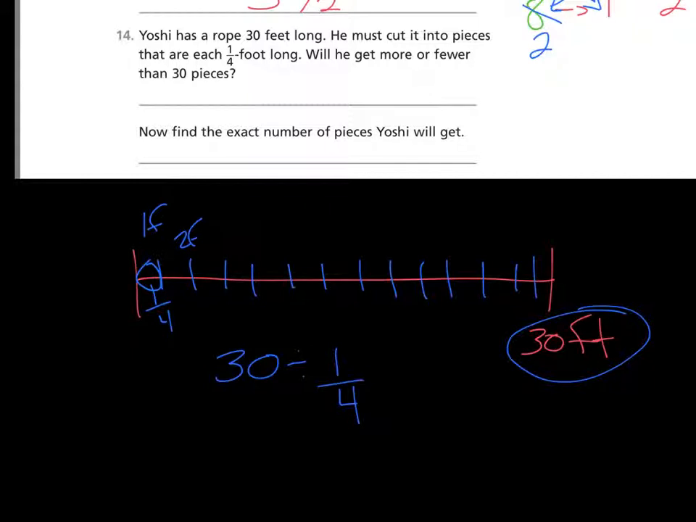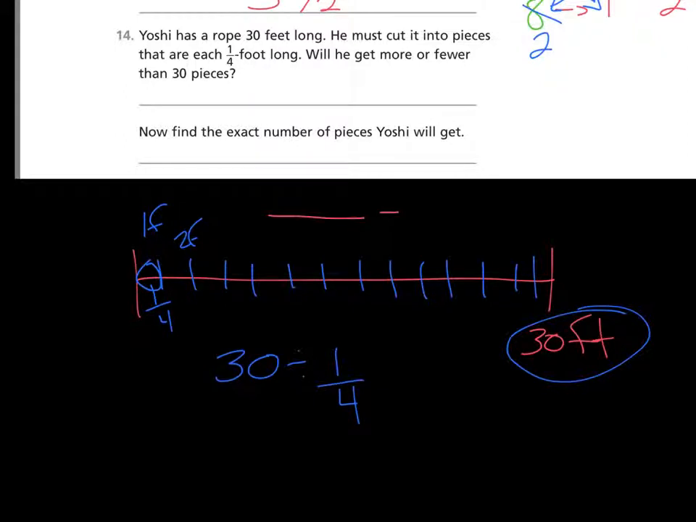If you said 30, you're correct. Now, I'm not breaking them into large pieces of rope that are a foot long. I'm breaking them down into even smaller pieces of rope that are only a quarter of a foot long, 1/4 of a foot. It takes 4 of these fourths just to make 1 foot. So that means that for every foot that I have, 4 quarters of a foot.